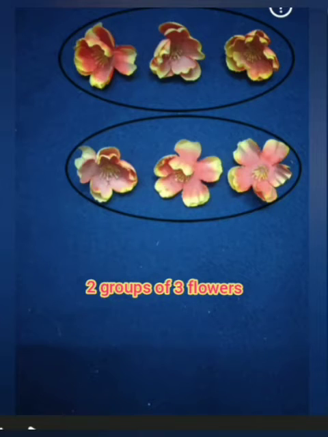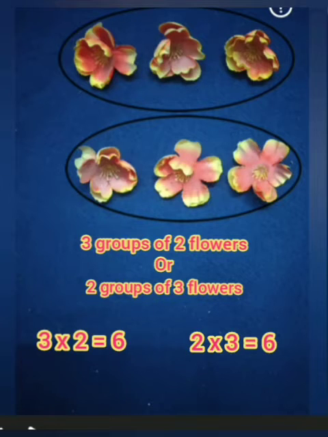So how will we write this in multiplication form? Yes, first we will write the number of groups, then put the multiplication sign, then the number of flowers. 2 multiplied by 3 is equal to 6. So have you observed that if we write 3 groups of 2 flowers or 2 groups of 3 flowers, we will get the same answer, that is 6.